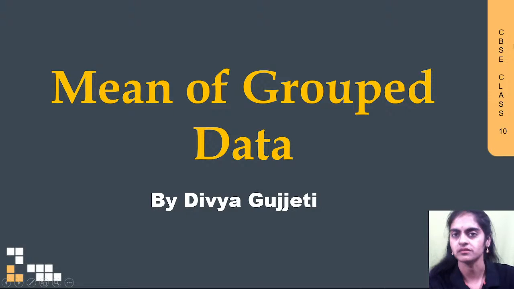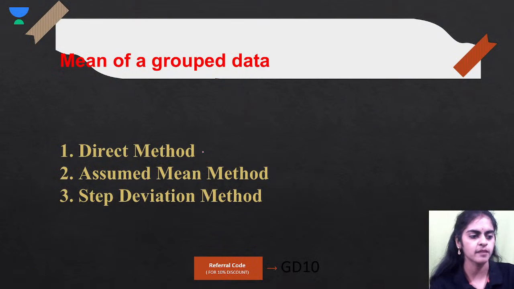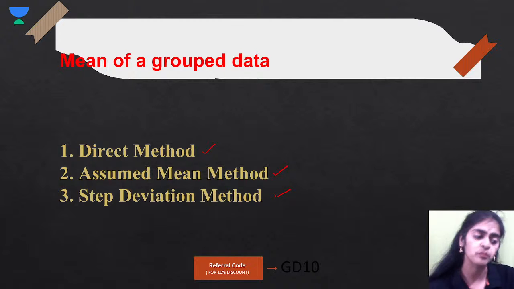Okay, here we go. So as I told you, mean of a group data, you can either find it by direct method or by assumed mean method or by step deviation method, right? So these are the three methods which you can use to find the mean of a grouped data. Now, firstly, what do you mean by grouped? What do you understand by the word group? Batao, what do you understand?